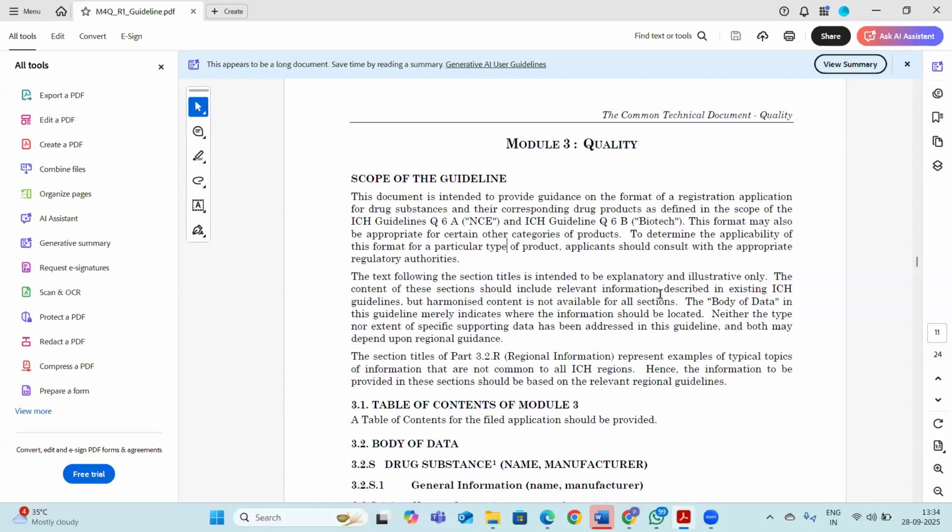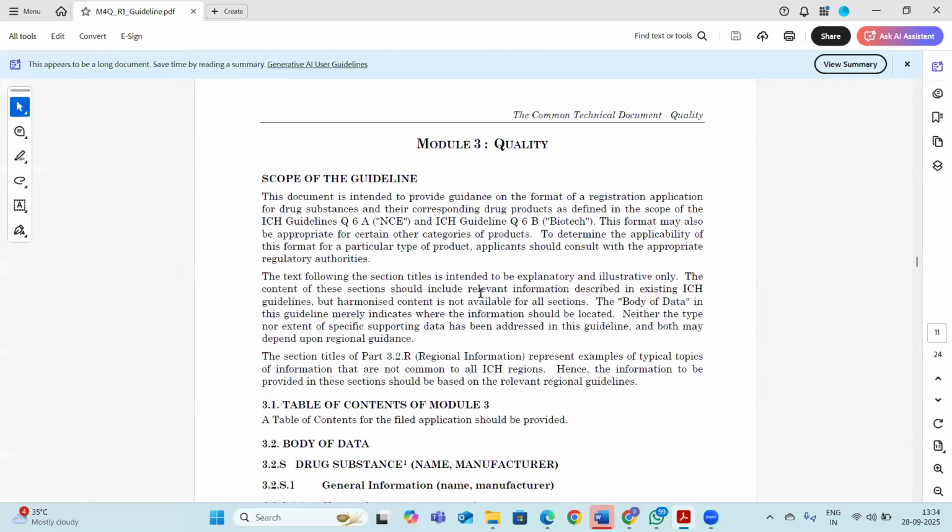Okay, so this is your module 3 of ICH M4Q(R1). The scope of the guideline is intended to provide guidance on the format of a registration application for drug substance and the corresponding drug product as defined in the scope of ICH guideline Q6A, NCE and biotech. Okay, we talk about NCE, new chemical entity, and biotech products.